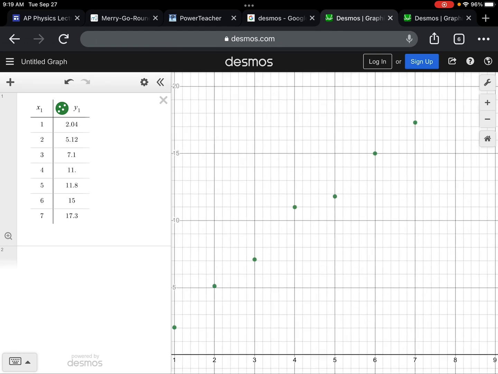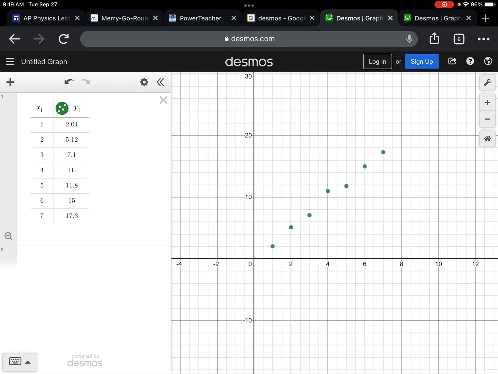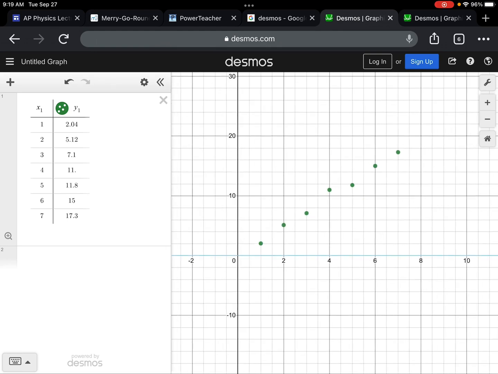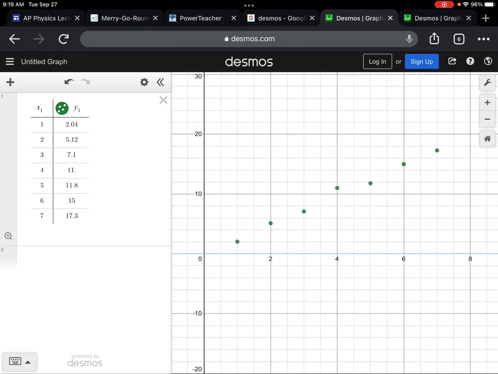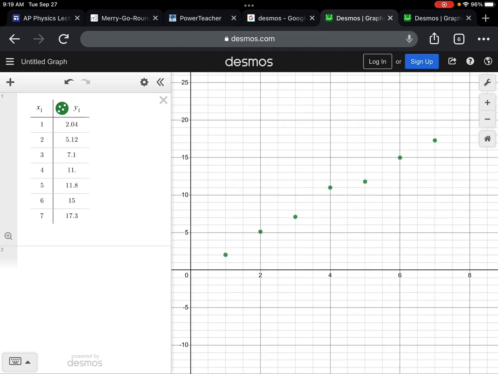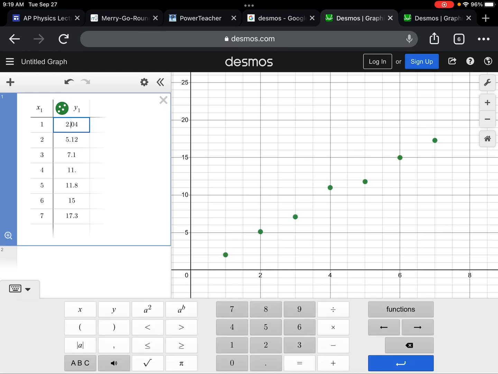Notice that I can use the two-finger gesture to just zoom in and out, but also I can do it on the axes themselves to stretch or shrink this to make it kind of best fit my window. So what I want to do is have Desmos find the y equals mx plus b that best fits this data. I want to know the equation that relates whatever these two variables are. And I want you to notice here on the left-hand side up in this data table, they're calling the x and y values x1 and y1.